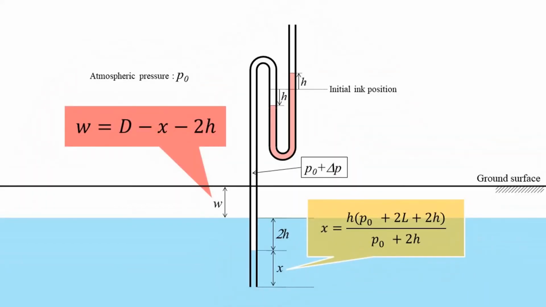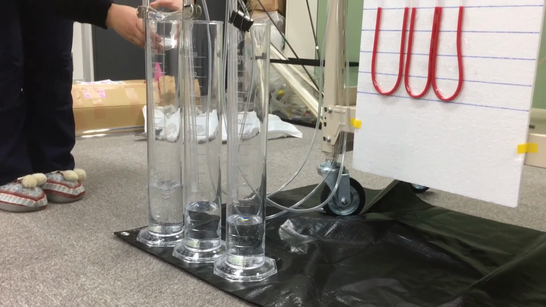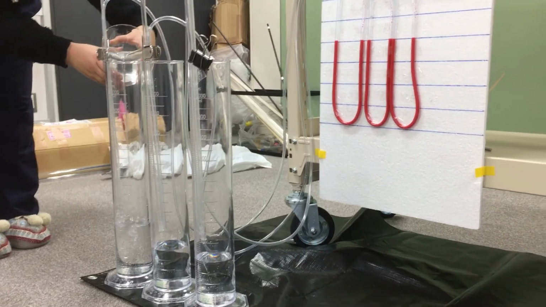Assuming that there is no temperature change in this process, the distance of water penetration into the pipe, X, can be calculated from the Boyle-Charles's law. The value of X can then be used to find the distance from the ground surface to the top of underground water, namely W, which can also be calculated. Now, let us watch the videos of the experiments in which this principle is demonstrated.